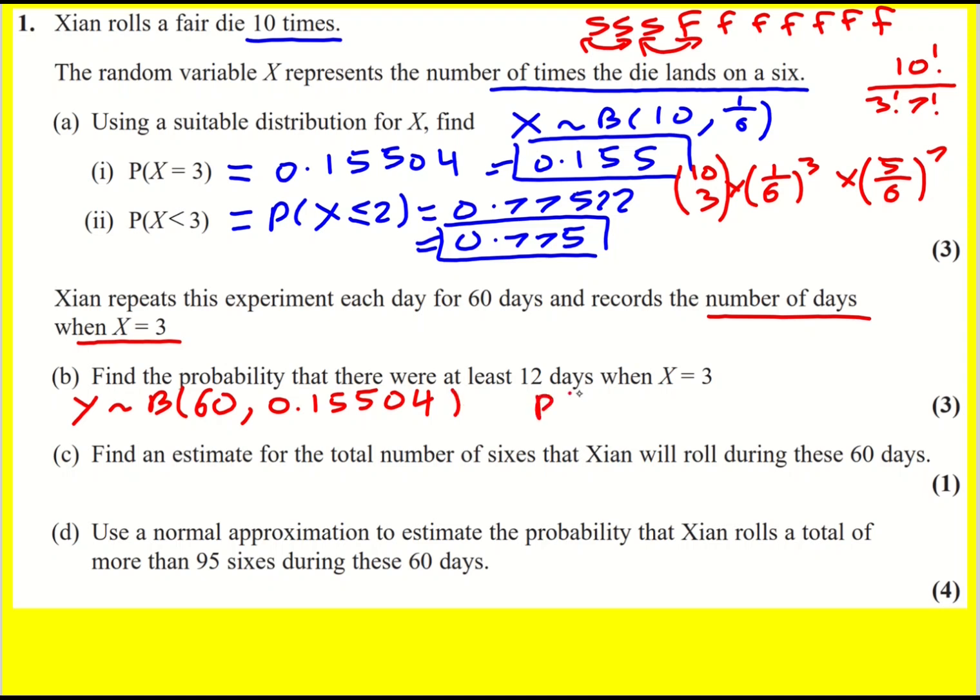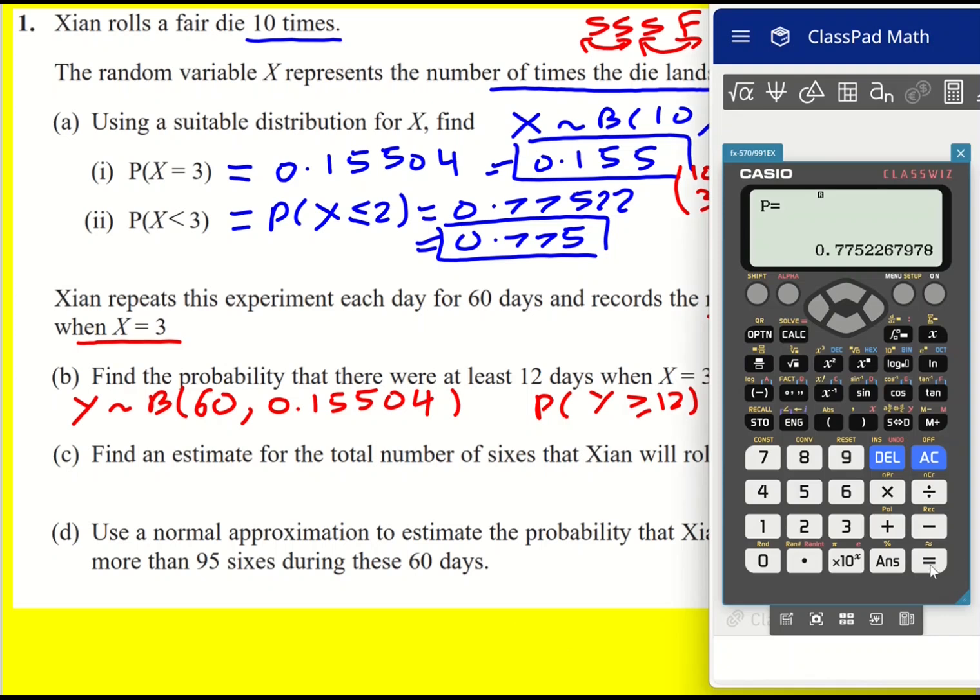So then I want the probability that y is going to be at least 12, so greater or equal to 12. But in my calculator, unless you've got a graphical calculator or one that deals with greater or equal to, I'm going to need to do a 1 minus. So I want 12 or more, so I need to minus 0 to 11. Minus probability that y is less than or equal to 11. By the way, that's the same as minusing the probability that y is less than 12, if you prefer to think of it like that.